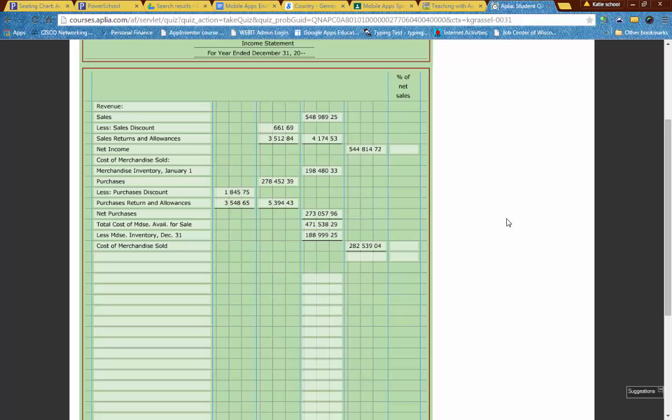So therefore, in my world, the next heading, which is called gross profit on sales, would be $100, but we have to actually calculate that. So gross profit on sales is going to be the difference between those two, and that's going to be $262,275.68. Gross profit on sales.